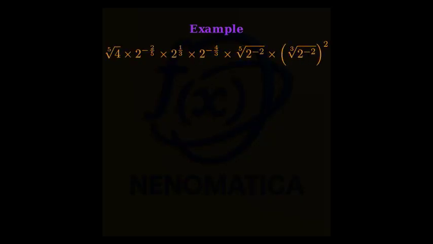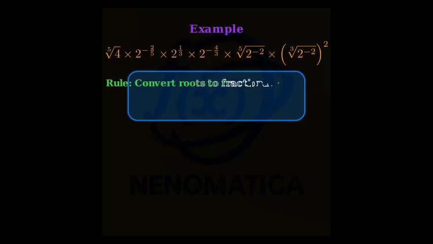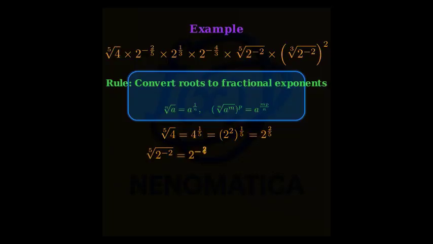We will simplify a power and root expression by following the exact step order shown. First, here is the example and the problem statement. Step 1. Convert every root into a fractional exponent. We rewrite fifth root of 4 as 2 to the power 2 fifths, fifth root of 2 to the negative 2 as 2 to the negative 2 fifths, and cube root of 2 to the negative 2 as 2 to the negative 2 thirds. Squaring that last cube root gives 2 to the negative 4 thirds.